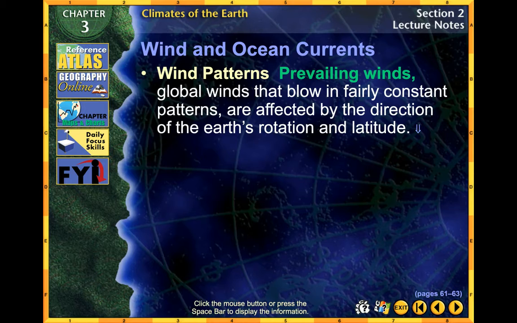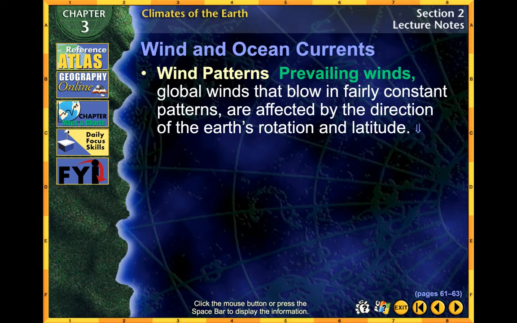And these winds occur because the sun heats up the Earth's atmosphere and surface unevenly, with rising warm air creating areas of low pressure and falling cool air creating areas of high pressure. The cool air then flows in to replace the warm rising air. These movements over the Earth's surface cause winds, which distribute the sun's heat around the planet. Okay. Now, global winds that blow in fairly constant patterns are called prevailing winds.